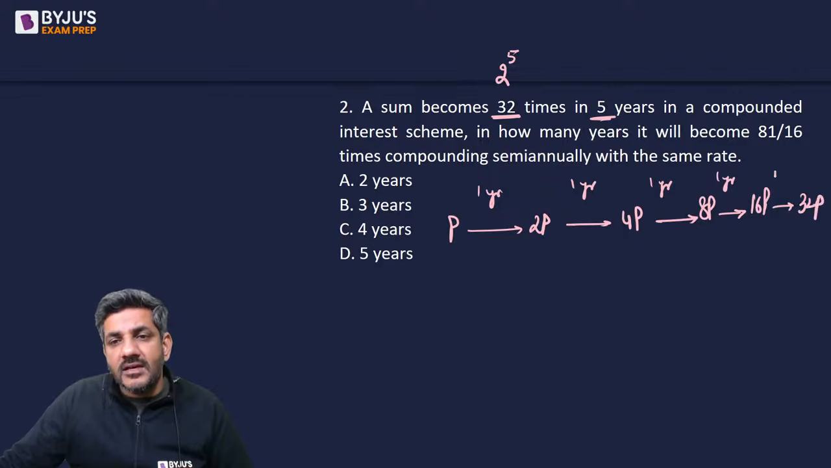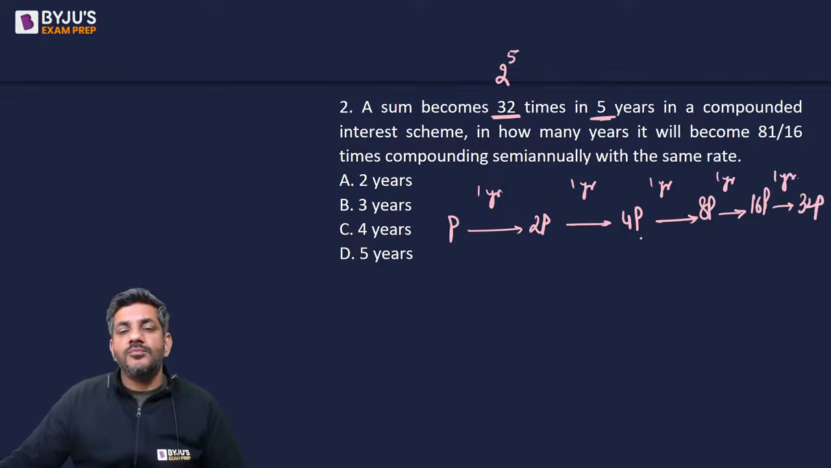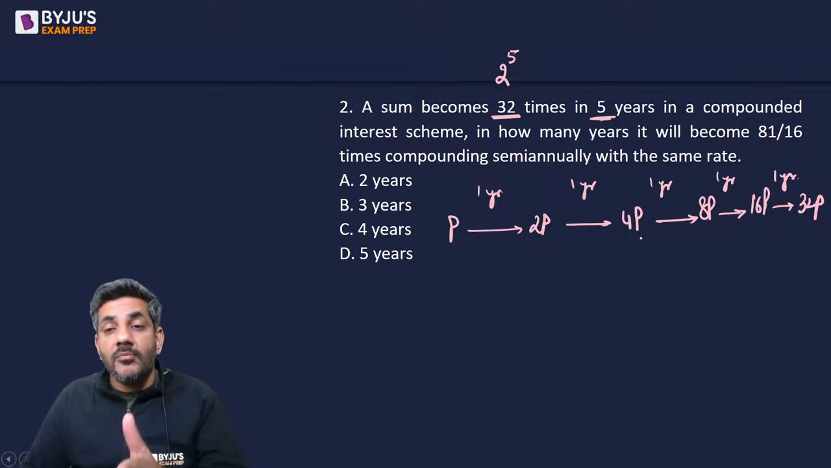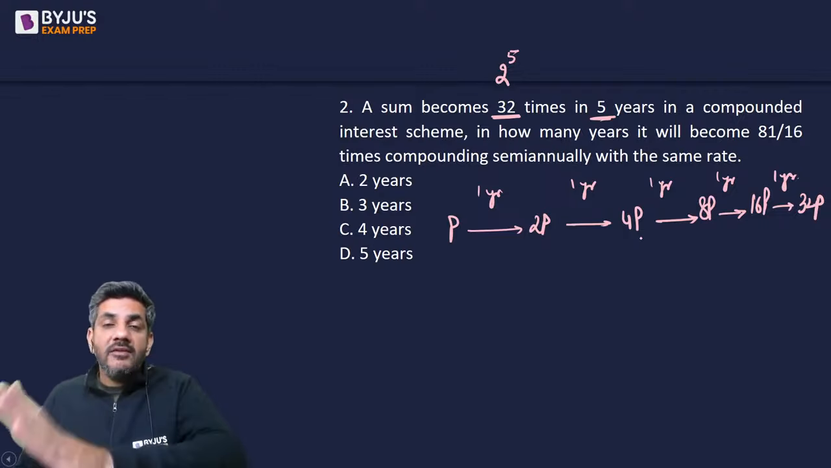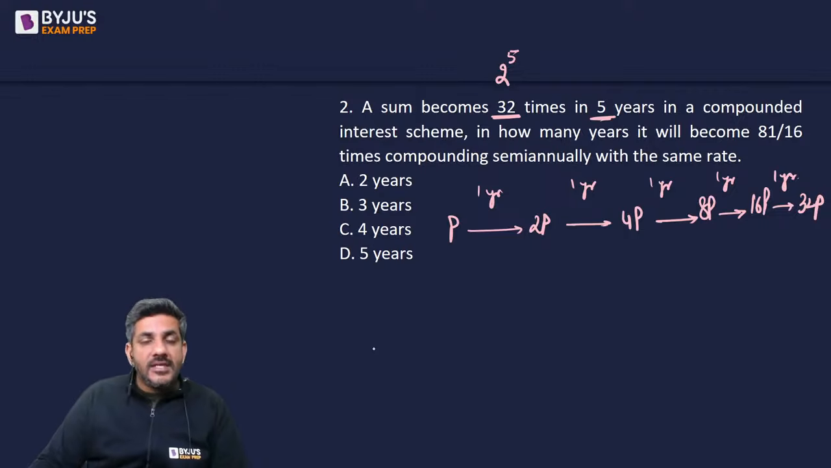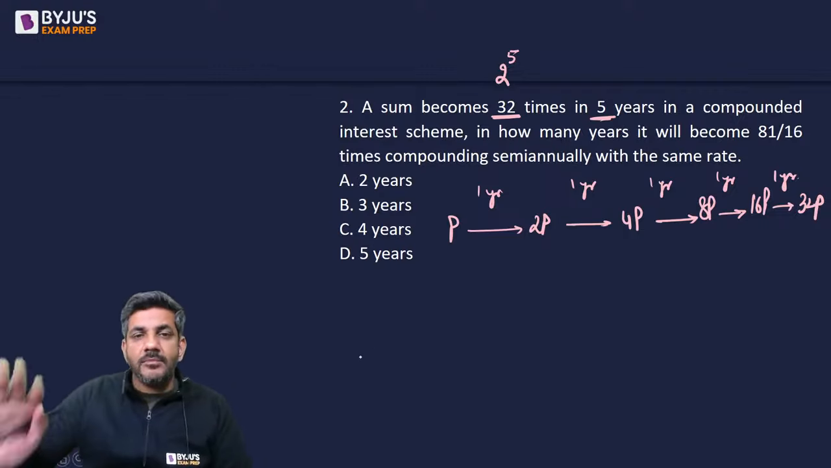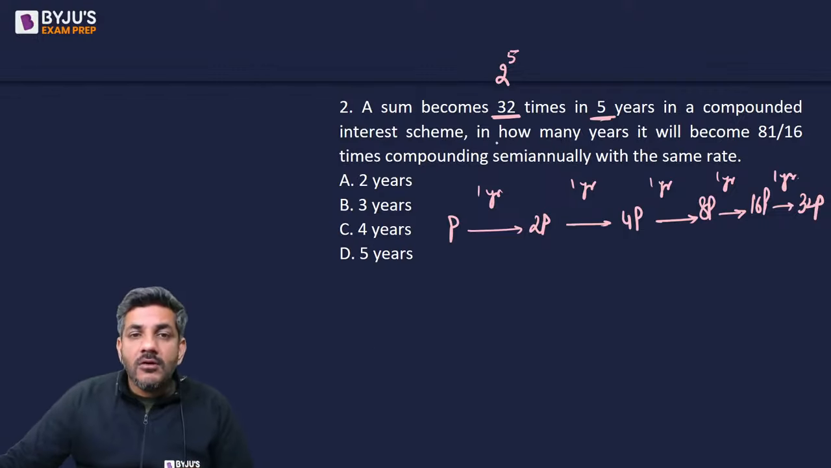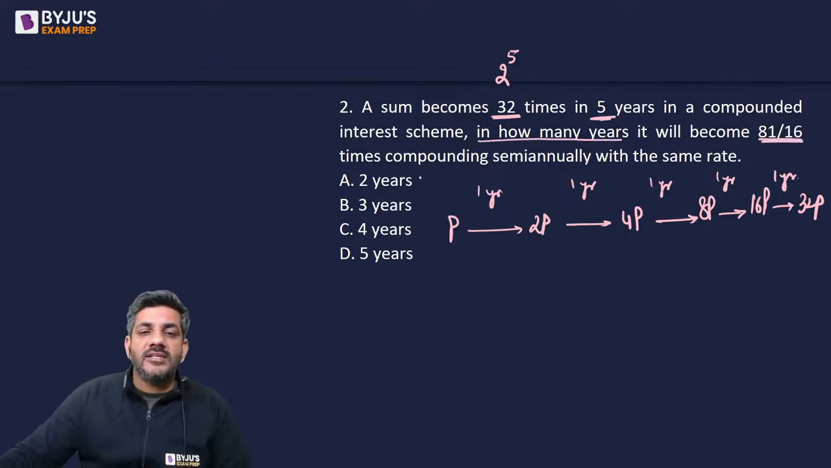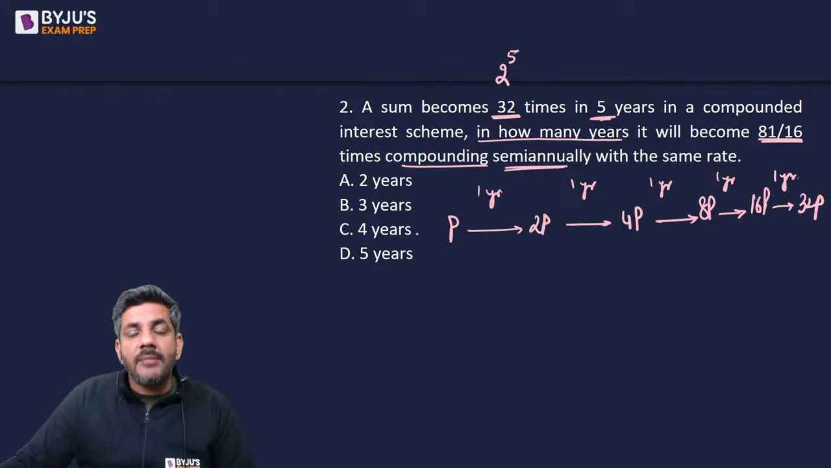And in the fifth year it again becomes 2 times, that is 32p. So every year it is getting doubled. So we can say that in 5 years it has become 32 times, right? In 5 years it becomes 32 times. Now the question is asking you in how many years it will become 81 by 16 times compounding semi-annually.